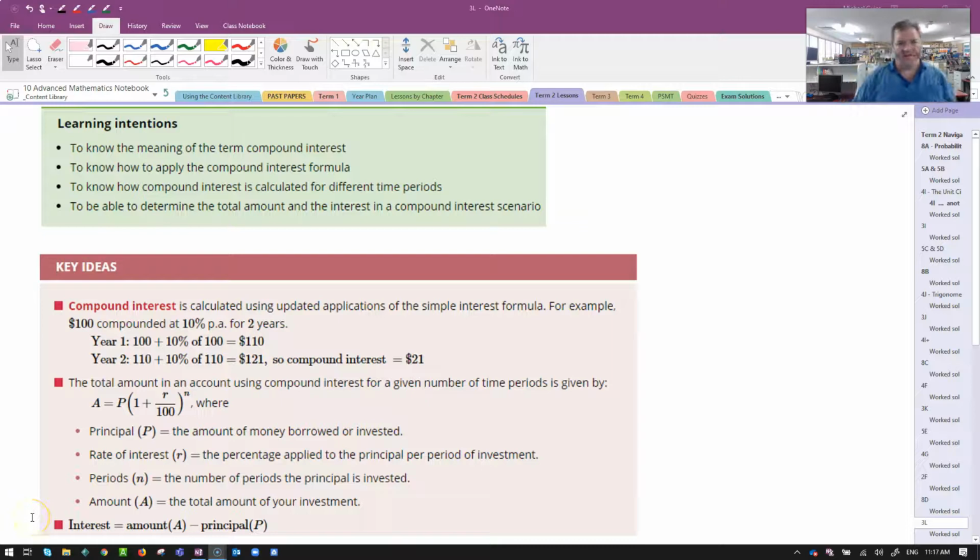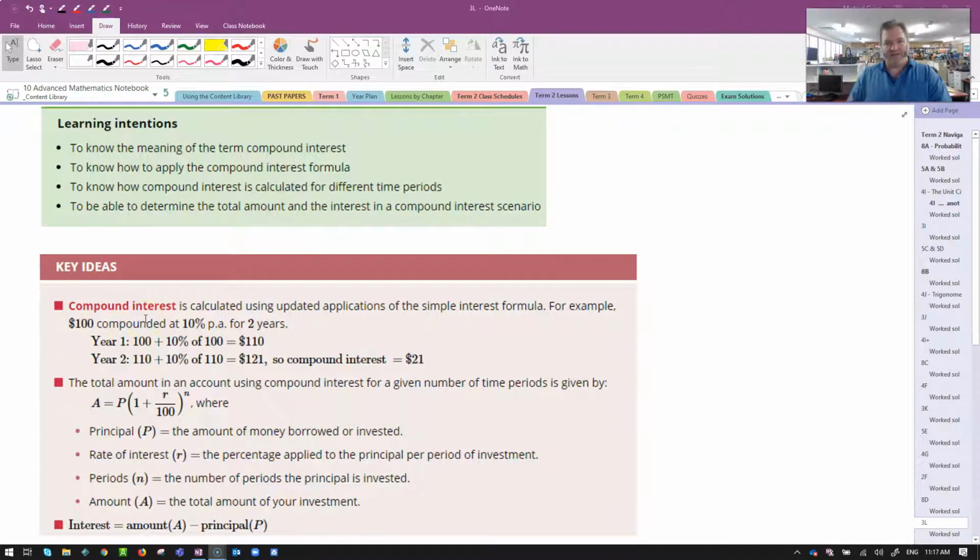All right, exercise 3L, compound interest. Here we go, review of what we did last year. Compound interest, remember, interest is paid not just on the principal, but on any interest that has already previously been earned. You can see here the example they give, $100 at 10% over 2 years.